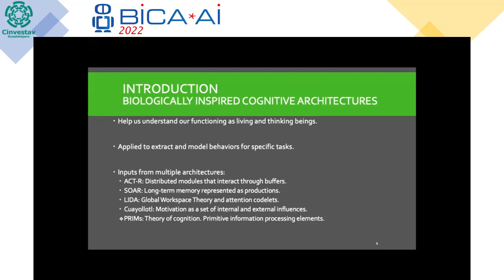And finally, this one's not a cognitive architecture, but for the sake of space, I place it here, and it's SPRIMS, which is a theory of cognition where cognitive tasks are divided into primitive information processing elements.